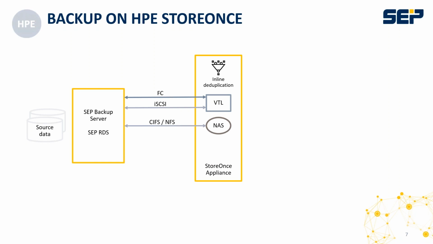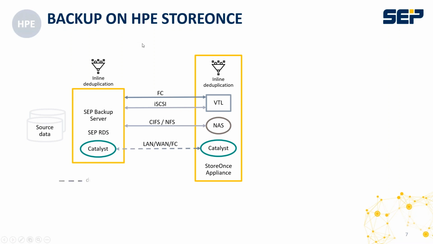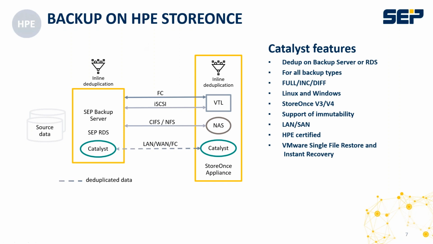It's just mounted as a NAS device, and we can write data to it, and the deduplication is completely transparent to the backup software. However, you have to transport the complete data to the appliance, and the deduplication takes place on the appliance itself. So therefore, we have this module called Catalyst. This is an interface which makes it possible to move the deduplication workload from the appliance to the backup server or the RDS, which is now able to do the deduplication on the backup server side, which means that you can really reduce the amount of data you have to transport to the StoreOnce appliance. And this helps a lot in optimizing your bandwidth and getting performance, because you have to transmit less data.